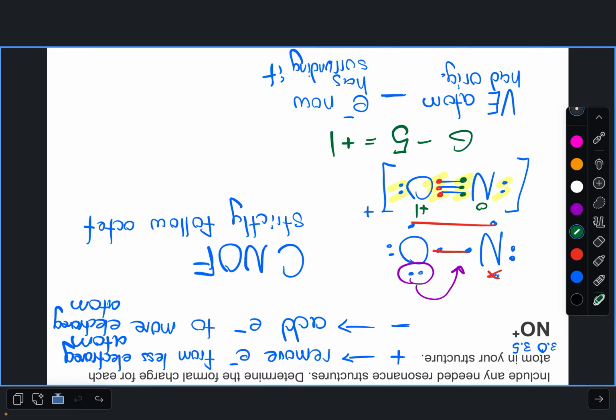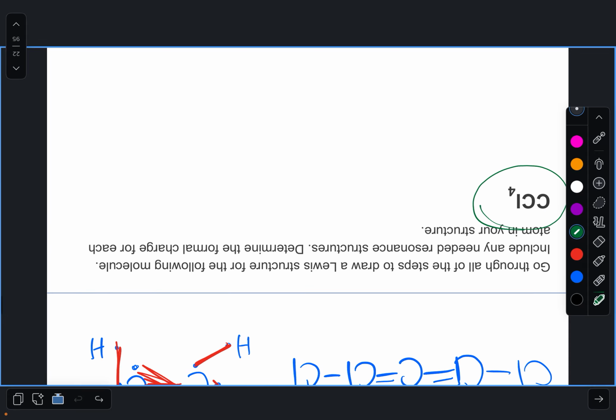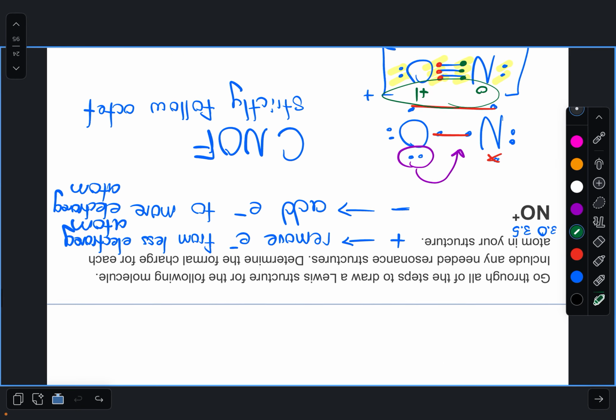The other thing, especially in this case, why it's inevitable, is that the whole thing has a charge. So the total of all the formal charges, 0 and +1 in this case, has to be equal to the overall charge, which is +1 in this case. Like if we looked at the CCl4, if we did all the formal charges for those, they need to add up to 0 because the molecule is 0 charge. There's no overall charge on it.